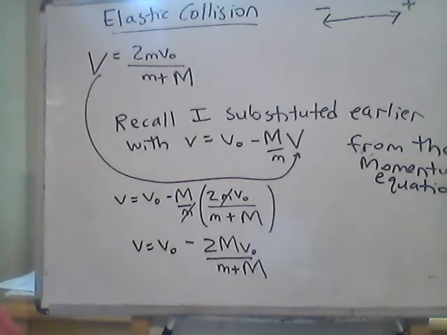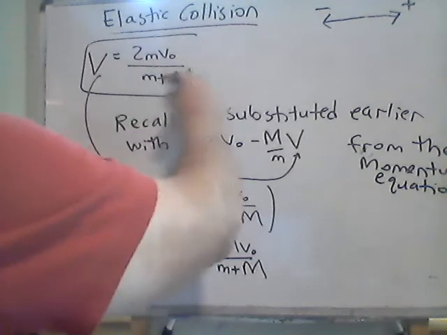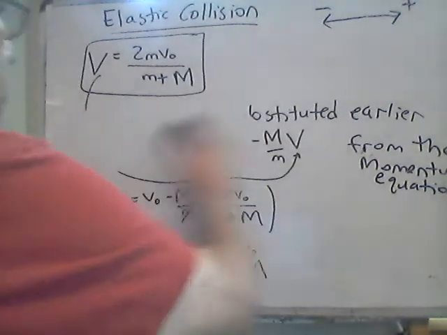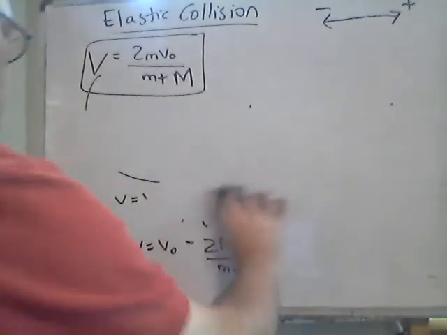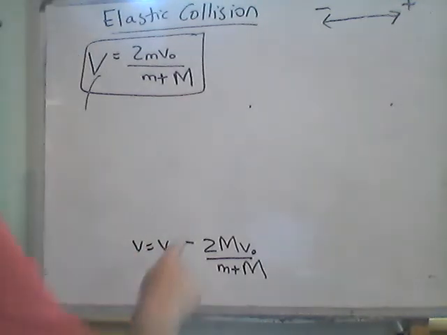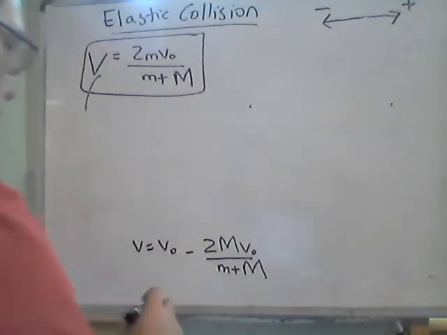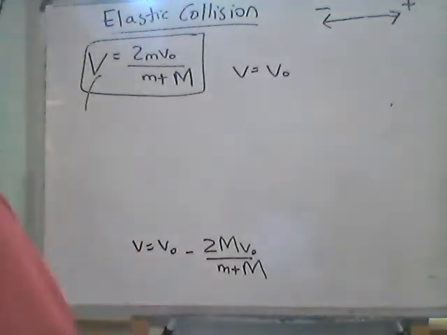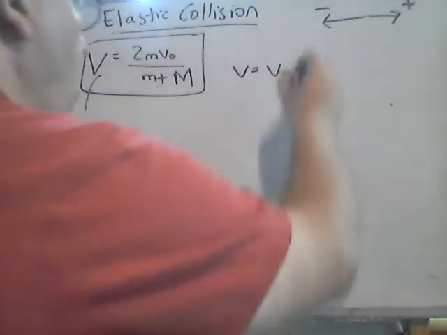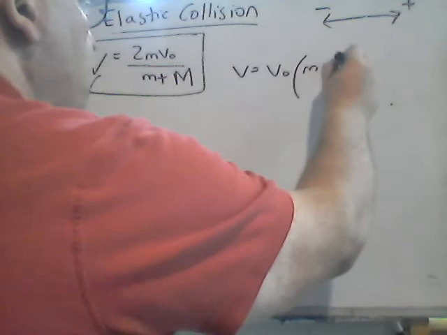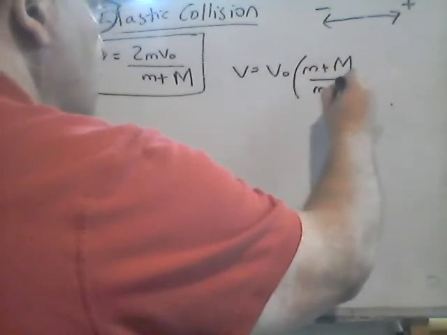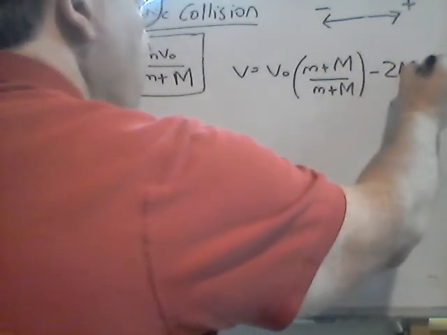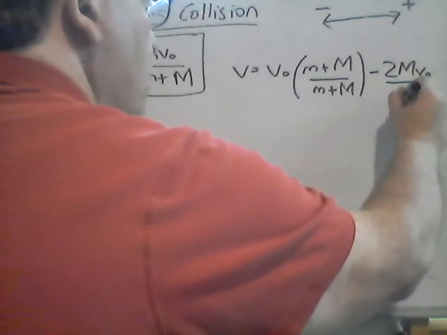And I have to play the same game. I want to get a common denominator. So again, let's remind ourselves of this. I'm going to keep that on. I'm going to erase again. Now I'm going to just do some algebra. I have this fraction, and I get a common denominator. The common denominator will be little m plus big M. So I'll say I have v is V naught, and I'm going to multiply by 1, but in a very special form: little m plus big M over little m plus big M. And then I have minus 2 big M V naught over little m plus big M.